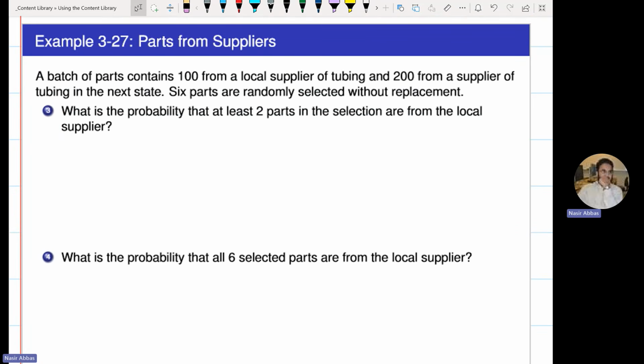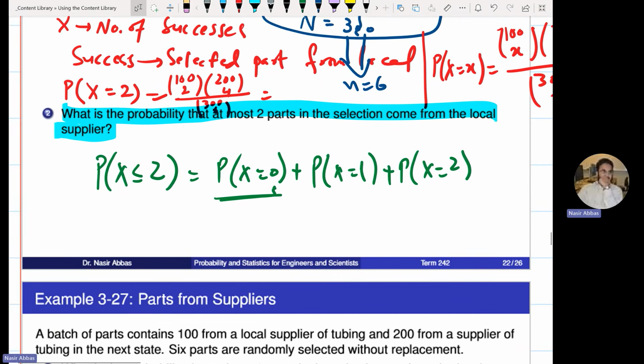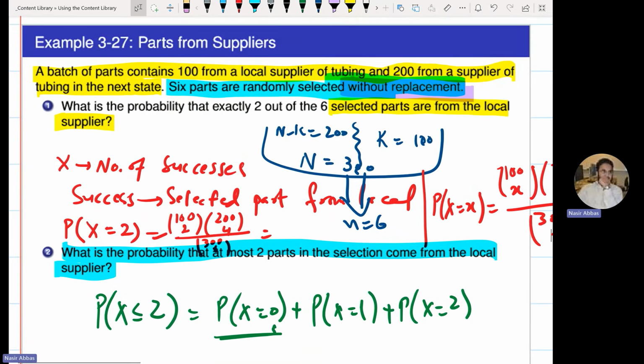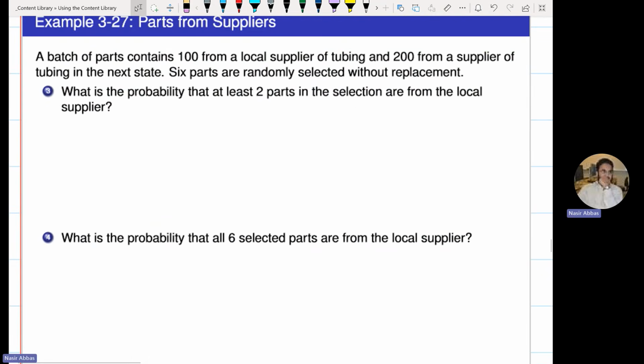For example, yes. Question 2. Same 6. It's continuing from here, this statement: top 2 lines that 6 are selected randomly without replacement. Let's quickly see what's required and you can solve it yourself. Part 3 says, what is the probability at least 2 are successes?